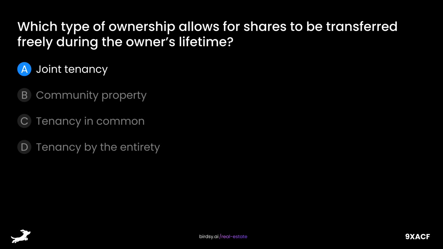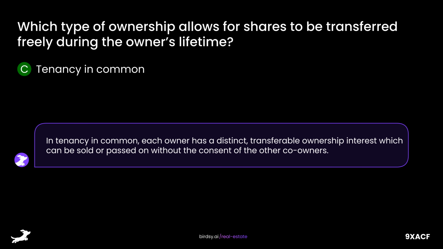Is it A, joint tenancy? B, community property? C, tenancy in common? Or D, tenancy by the entirety? The answer is C, tenancy in common. In tenancy in common, each owner has a distinct transferable ownership interest, which can be sold or passed on without the consent of the other co-owners.